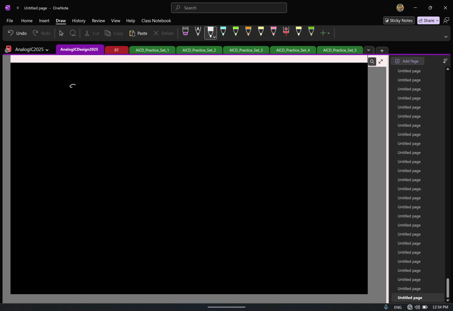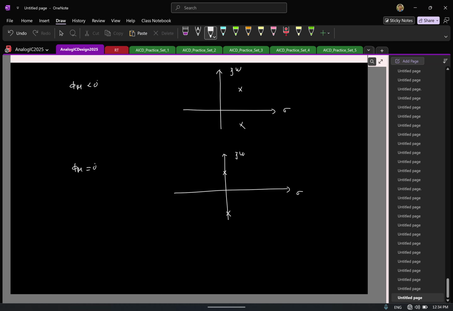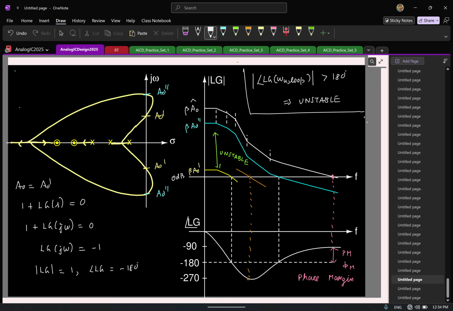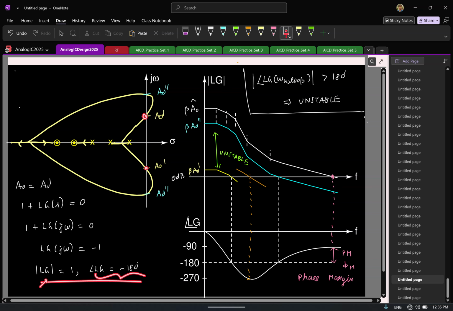Let us say I give you a case where phase margin is less than 0, and I ask you to tell me where the closed loop poles will be. Where will they be? In the right half of the S plane, somewhere here, because it's unstable. If I tell you phase margin is exactly 0, where will the closed loop poles lie? Exactly on the j omega axis, because as we saw here, if the closed loop poles are lying on the j omega axis, then at the unity loop gain frequency the phase is exactly 180. There is 0 margin.